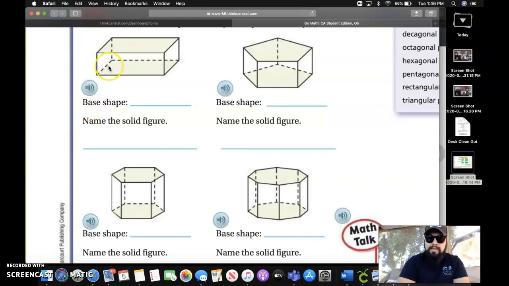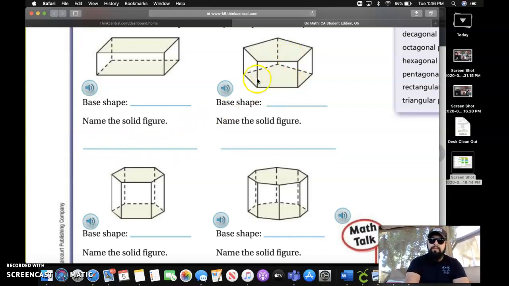So if you look at the base, oh, the base is a rectangle. So it's a rectangle. What is the name? Well, you look at the base to help determine the name of it. So if it's a rectangle and it's got two bases, it's a prism. So we would call that not a rectangle prism, but a rectangular prism.